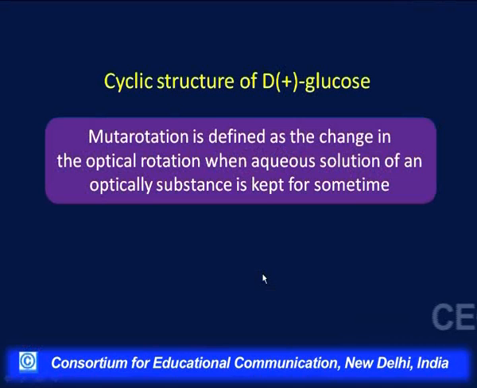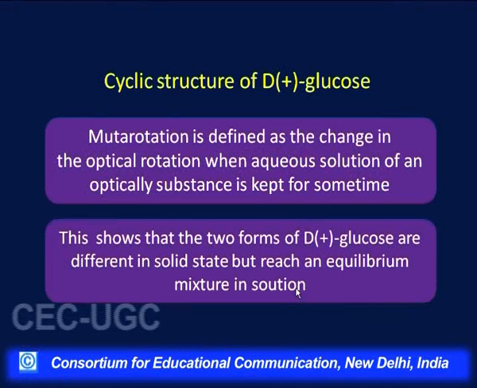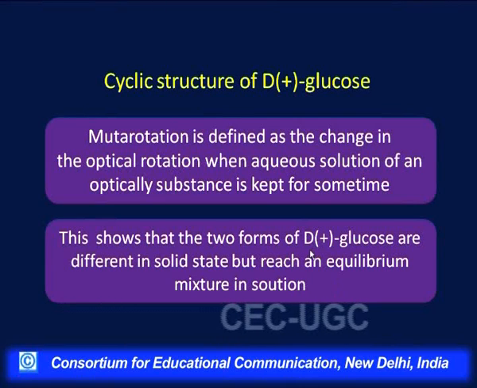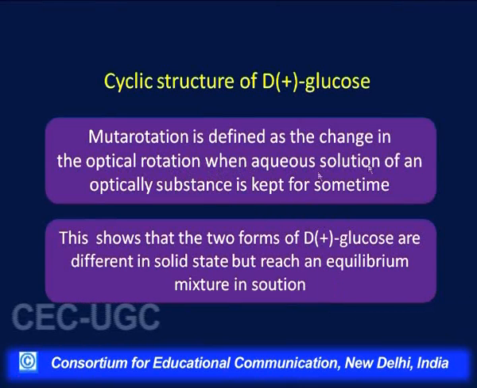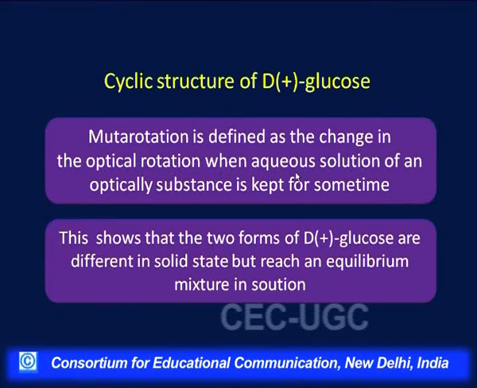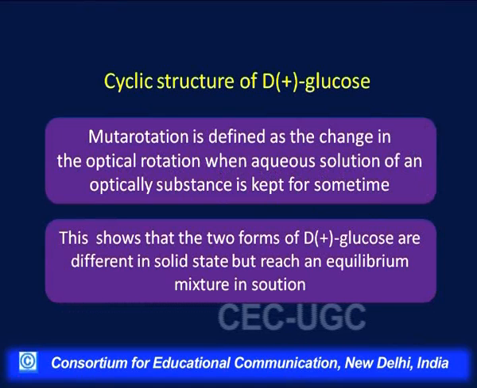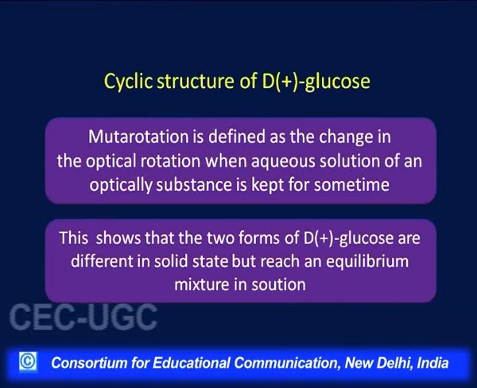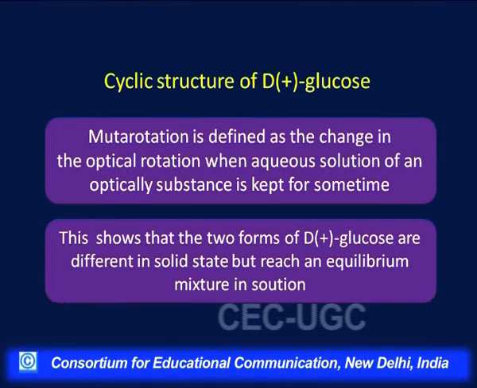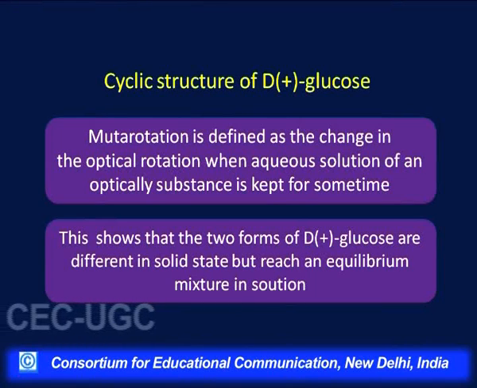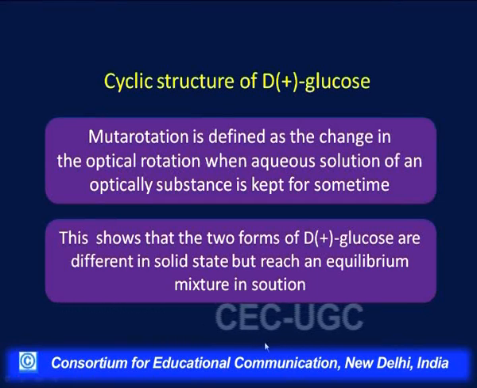So, after studying this thing, a cyclic structure was arrived at for glucose. Let us briefly revise the definition for mutarotation. Mutarotation is defined as the change in the optical rotation when aqueous solution of an optically active substance is kept for some time. We give this definition to mutarotation, and the process of mutarotation can be fastened by adding a small amount of acid or base as catalyst. And this mutarotation and some other properties which I discussed before showed that D plus glucose forms are different in solid state, but reach an equilibrium mixture in solution state.